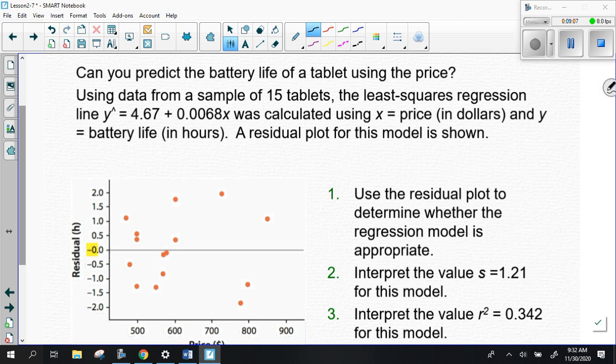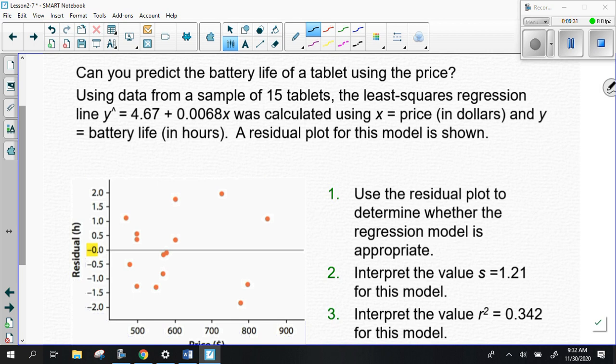We have our residual plot shown, and we're seeing if we can predict the battery life of a tablet using the price. So does a more expensive tablet have a higher battery life? Kind of what we're looking for. That's what you would use this model for. So is a regression model appropriate?